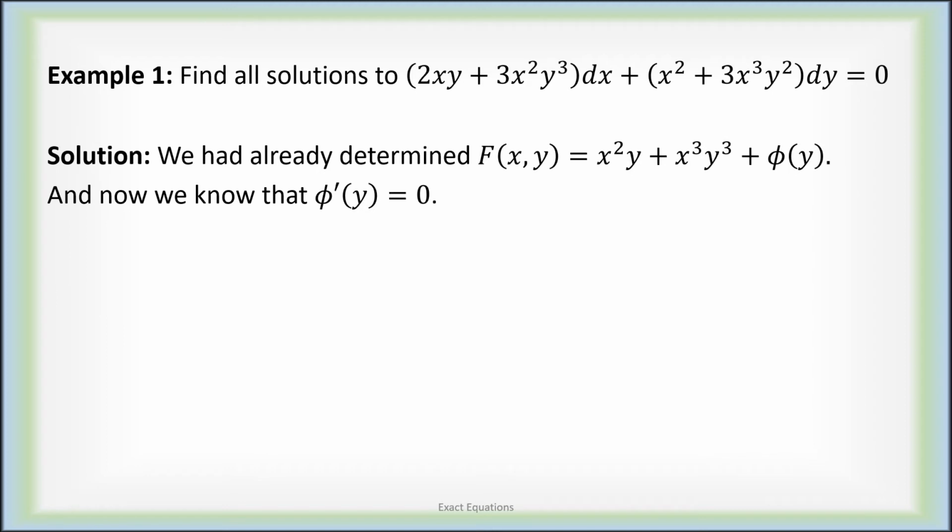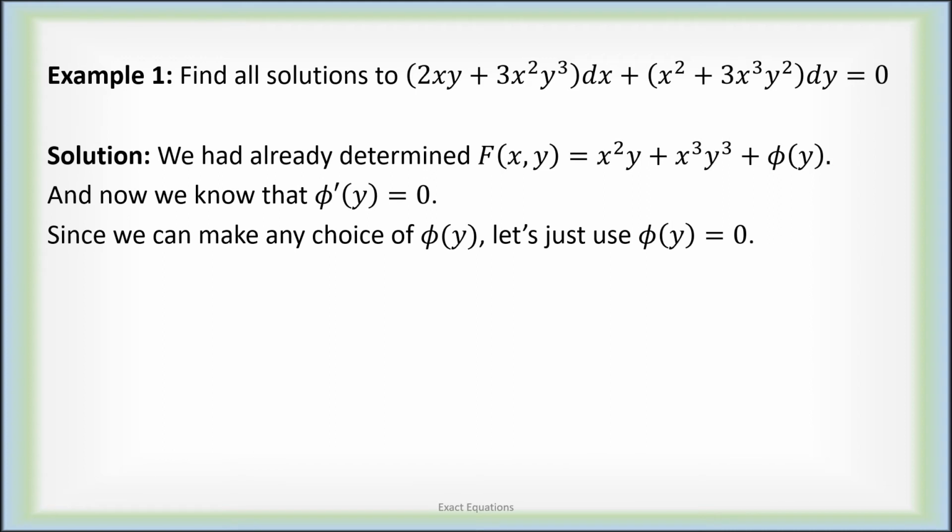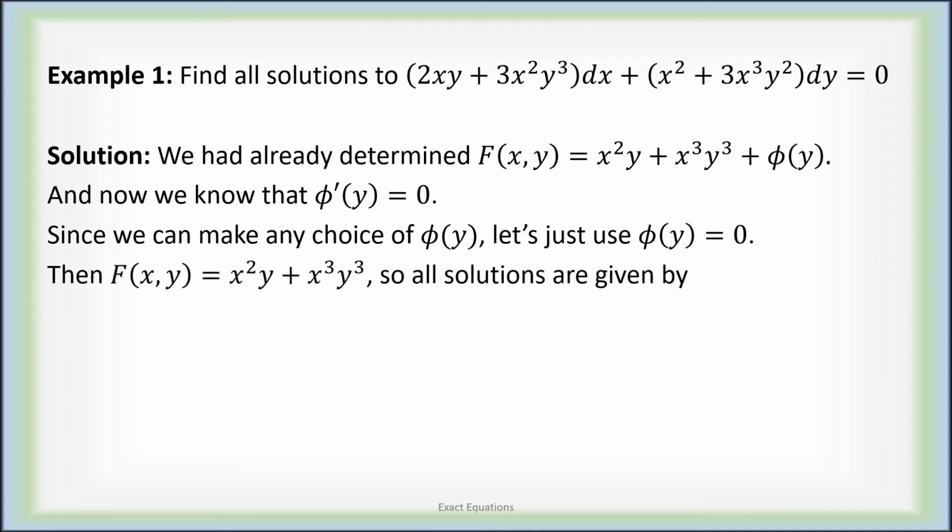So we already determined that F of x,y must be x squared y plus x cubed y cubed plus an unknown function of y, and whatever that function of y is, its derivative is 0. Well, therefore, we can choose any constant to be phi of y. Let's just use 0 itself. Anything whose derivative is 0 would be good enough. Then I go up here and I replace phi of y with our choice of phi of y equals 0, and we get capital F of x,y is x squared y plus x cubed y cubed. Therefore, all solutions of the differential equation are given by F of x,y equals a constant. So there are the solutions to the differential equation we began with.